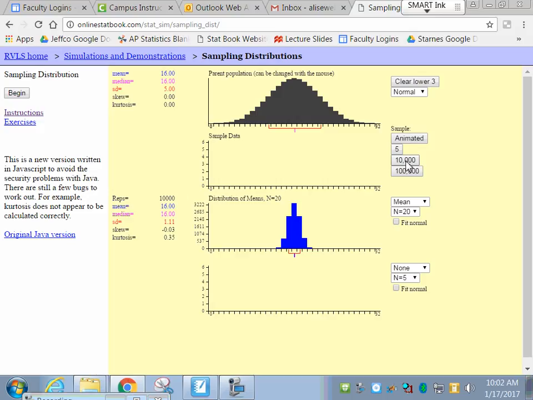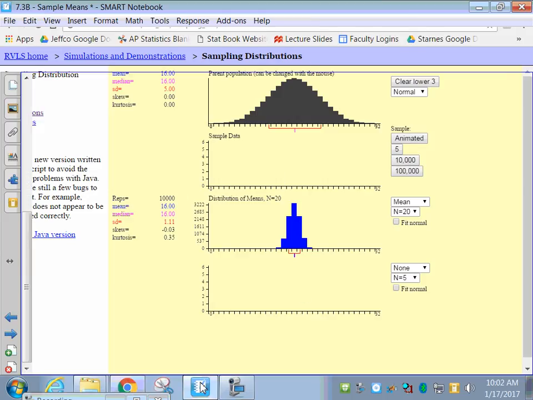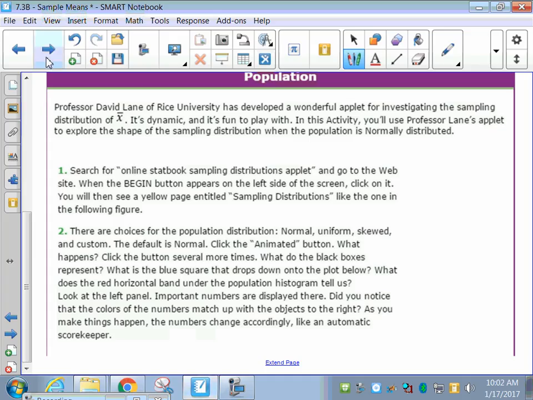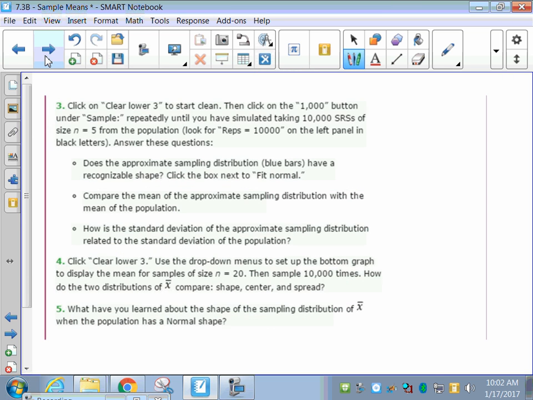Yeah, larger sample size. What are we dividing by in the formula for this one? Square root of 20. Everybody good on this? This is just to make sure you understand those graphs. Was there another one?